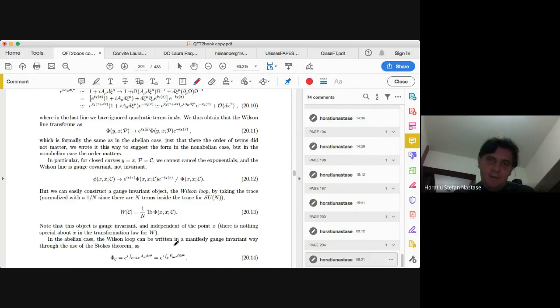And two observations. One is that it doesn't depend on this x. Of course, initially I had an initial point x and final point y, but now that I have a closed loop, it doesn't matter where I start. It's all the same. So phi is really depending only on the loop C. And the other observation is that one usually defines it with 1 over n, if this is in the gauge group SU(N), the reason being that the trace then has n terms. So to get something of order 1, I have to divide by n. And this is just a convenient normalization.